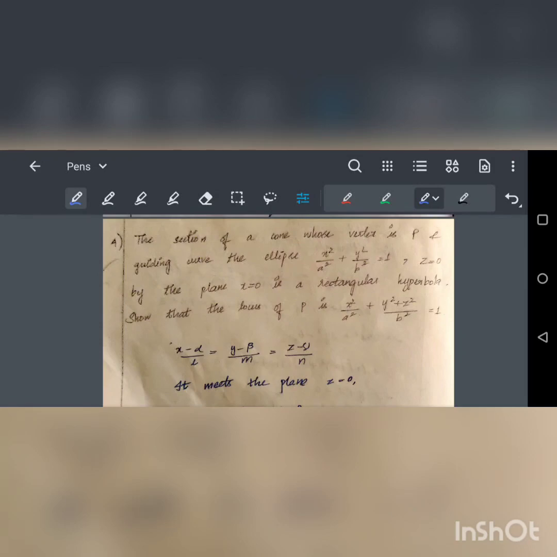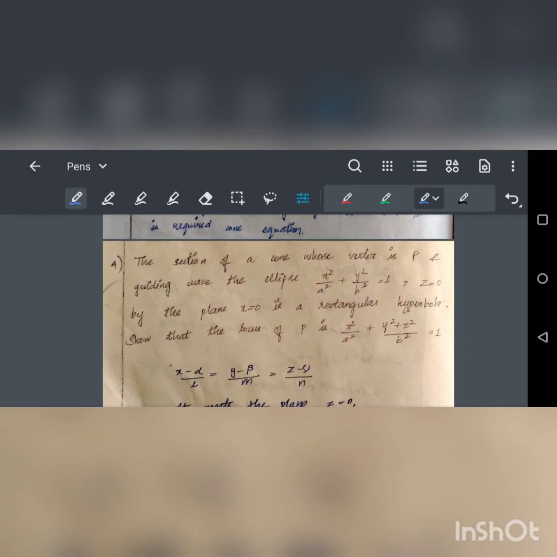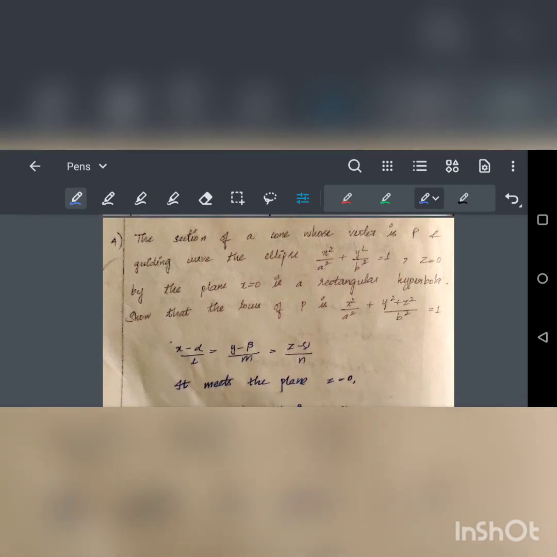So, on the whole, in this class we are going to discuss a problem under equation of a cone with a conic as a guiding curve. Here the question is: the section of a cone whose vertex is P and guiding curve the ellipse x square by a square plus y square by b square is equal to 1, z is equal to 0, by the plane x is equal to 0 is a rectangular hyperbola. Show that the locus of P is x square by a square plus y square plus z square by b square is equal to 1.